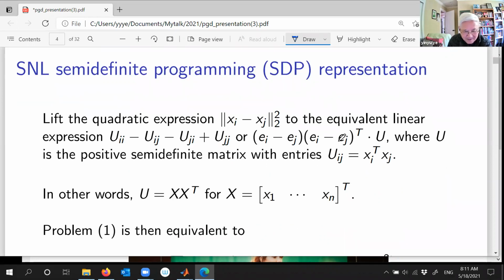Because U is represented in this form, x transpose x, where x is our original decision variables, and you just name it U, okay, in this fashion. So this is going to be an R by R matrix. Once you write this outer product, then U has to be positive semi-definite.